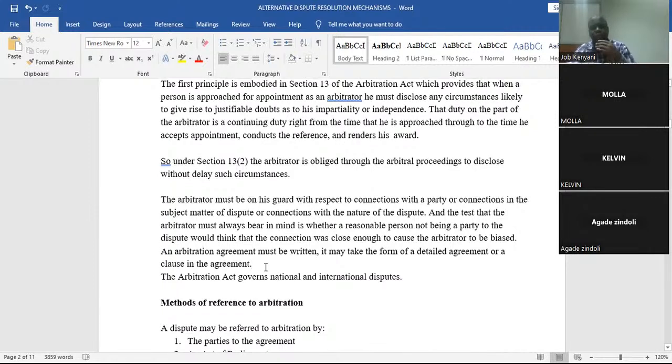So you are not actually a shareholder at ABC. You're not a director at ABC. You're not a relative to a director at ABC. So there's no form of connection. So you can basically be fair in giving the arbitral award or in listening to the dispute.